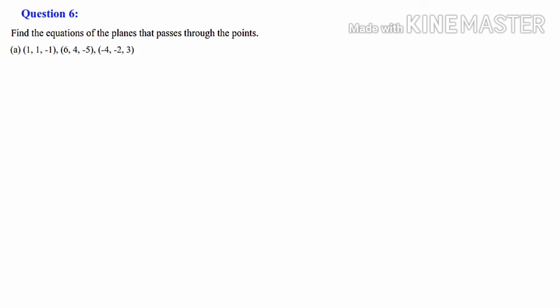Next, we shall discuss question number 6. The question is, find the equation of the plane that passes through the points 1, 1, minus 1, 6, 4, minus 5, minus 4, minus 2, 3. So 3 points are given to you.